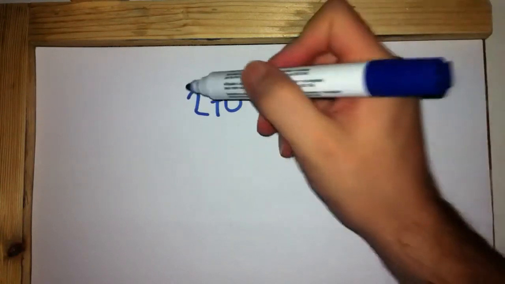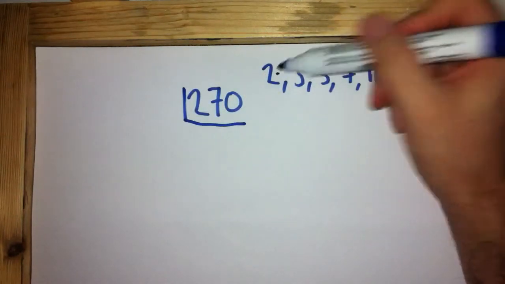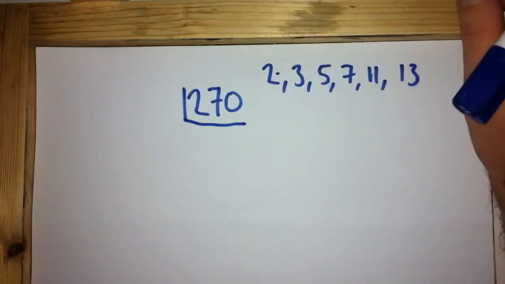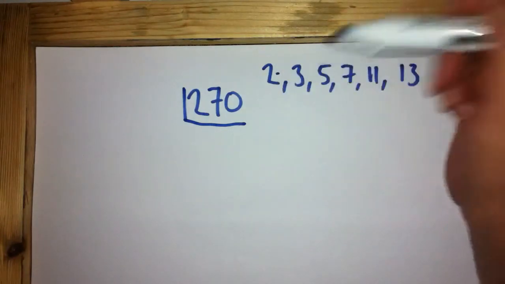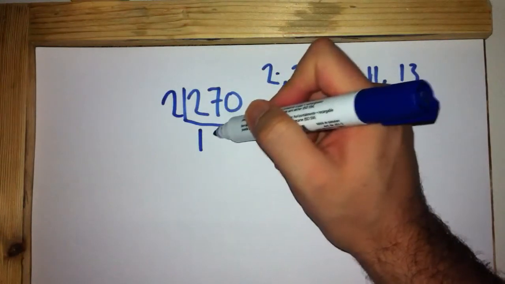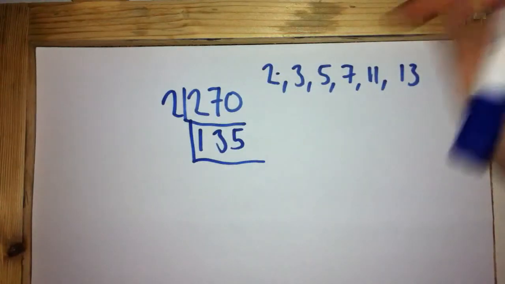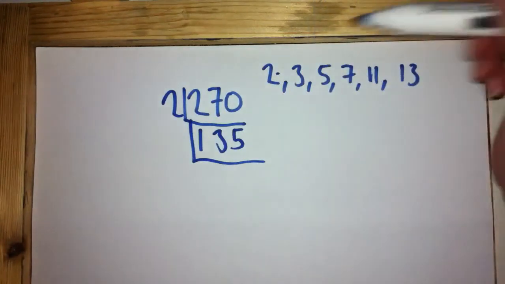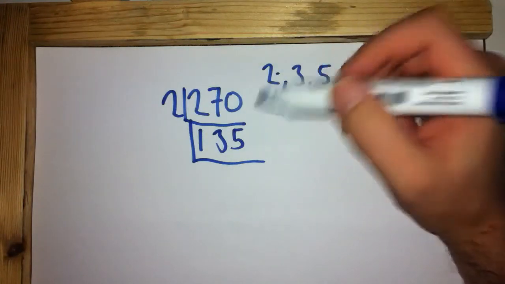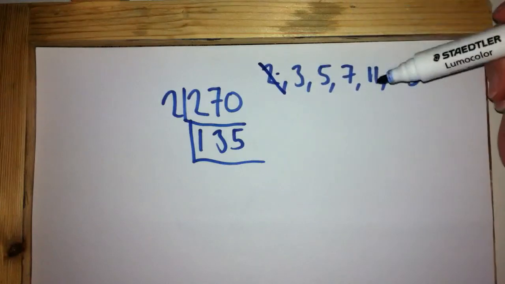Now 270, instead of the bus stop on the top, I put the bus stop on the bottom, and I check for my first prime, which is 2. So I'm not going to move on from 2 until I've exhausted 2. The 2's go into 270, yes they do, so 2, and that becomes 135. Okay, and that's just standard short division. The 2's go into 135, no they don't, because it's an odd number, so you know they don't go in, so you can cross out the 2.